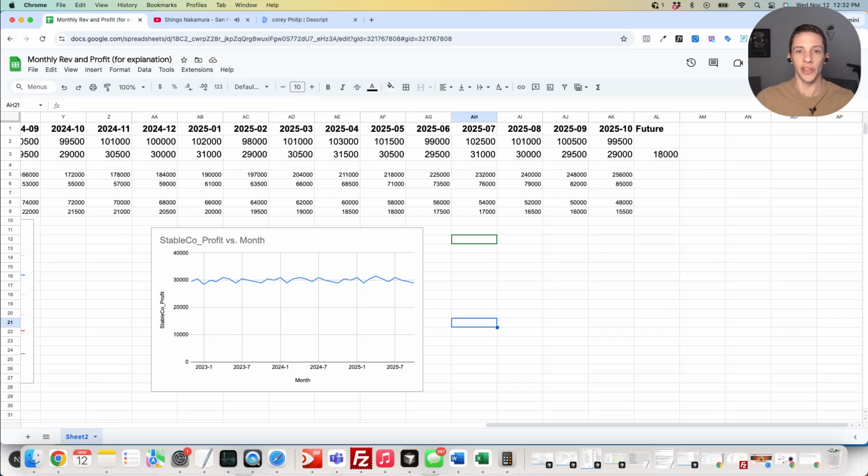So yeah, if you're out there and you are considering acquiring a small online business, always, always, always base your offer and valuation on the future profitability.